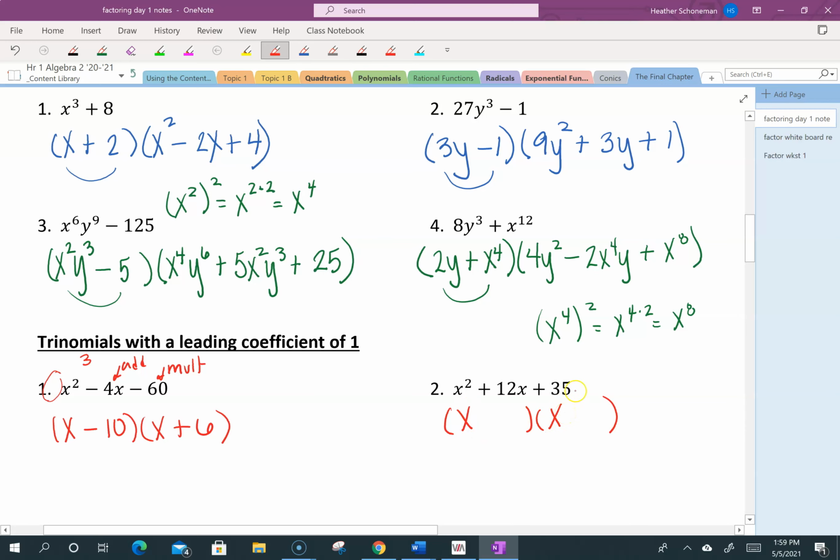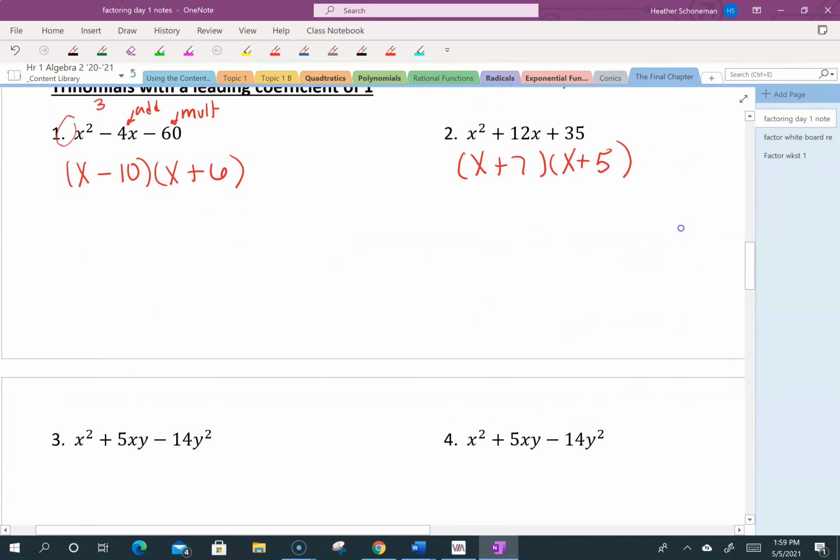I go straight to my 2 parentheses. I have an x and an x. My 2 numbers would be 7 and 5. If you took Algebra 1 here at Aquinas, they probably call this green light, because you don't stop, you don't do anything else, you just write your answer down.